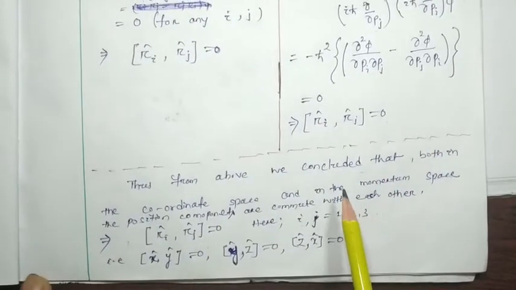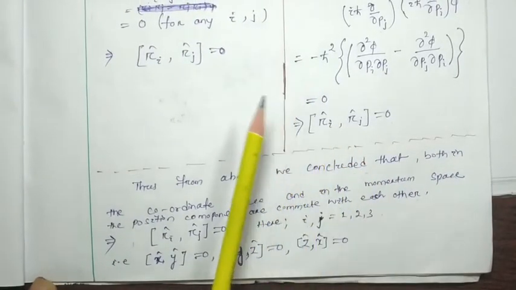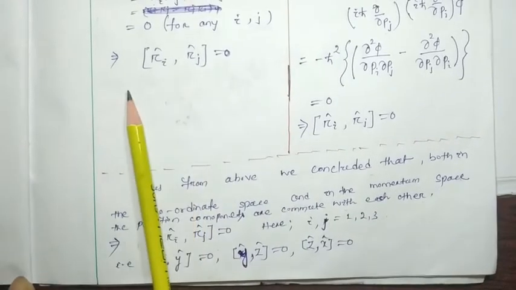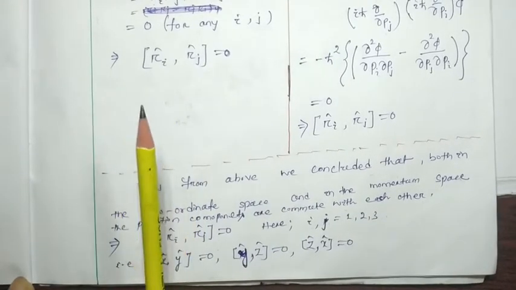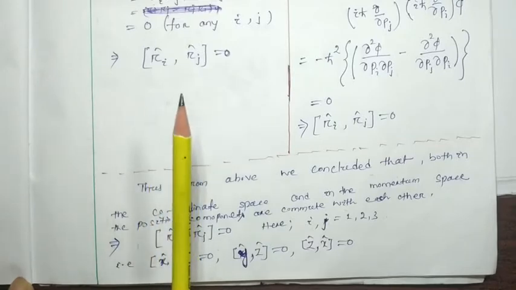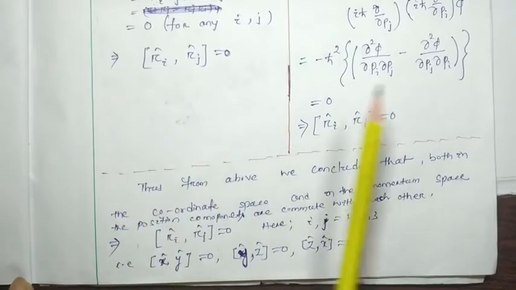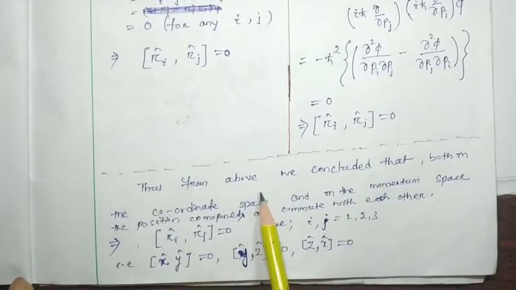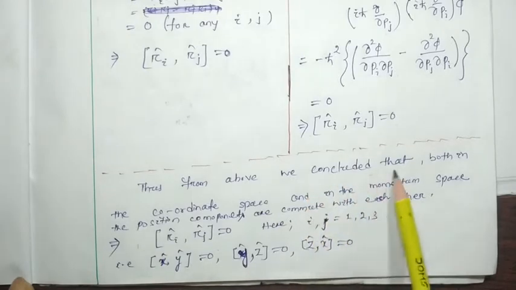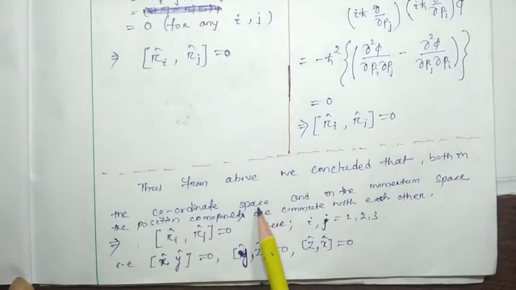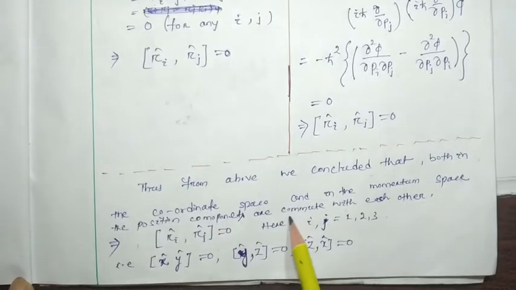What we have concluded over here, whenever we consider the commutation between the components of position, in coordinate space and momentum space, is that from the above discussion we conclude that both in coordinate space and momentum space the position components commute with each other.